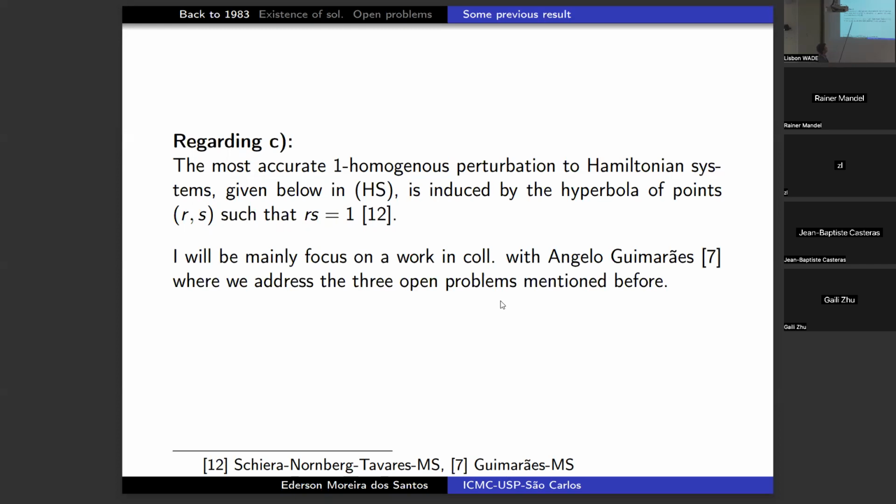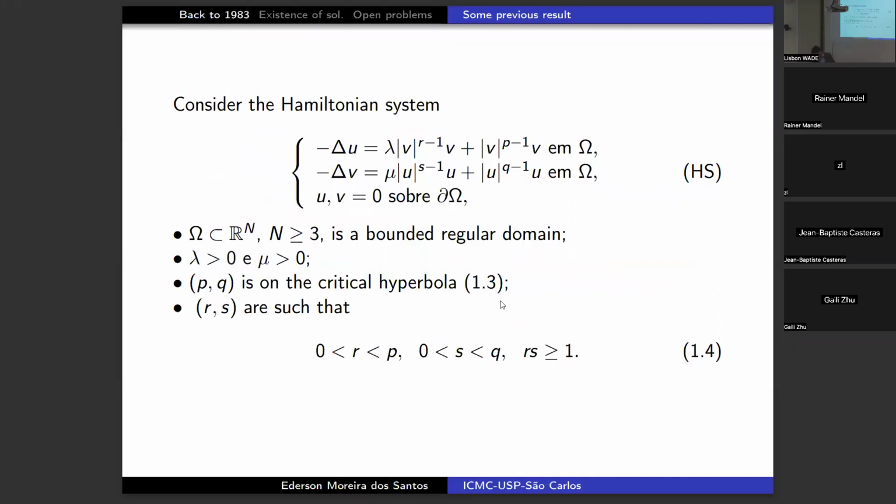So my talk will be mainly focused on a recent work in collaboration with Ângelo Guimarães, where we address the three open problems mentioned before. For that, we consider this Hamiltonian system here. The pair P and Q is on the critical hyperbola. So we have a critical growth system.